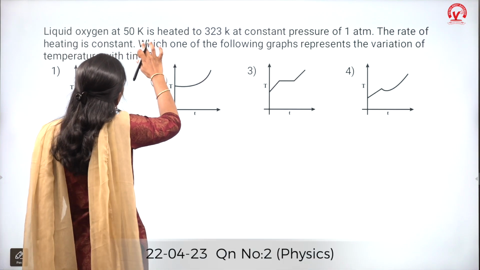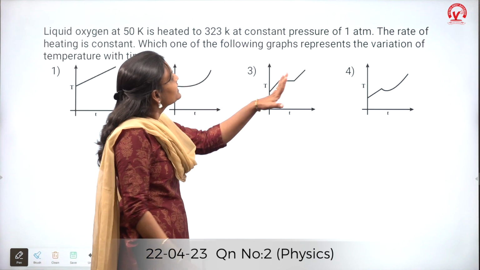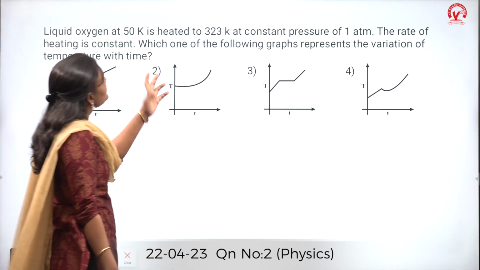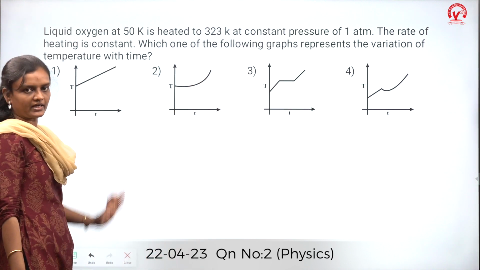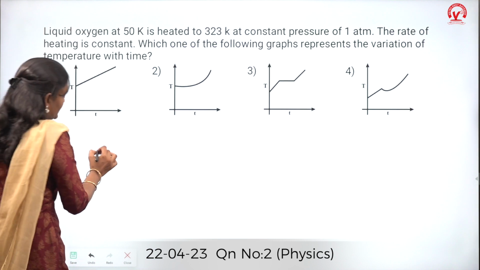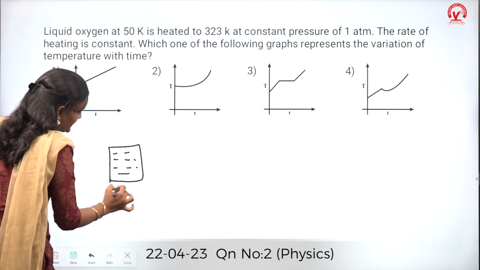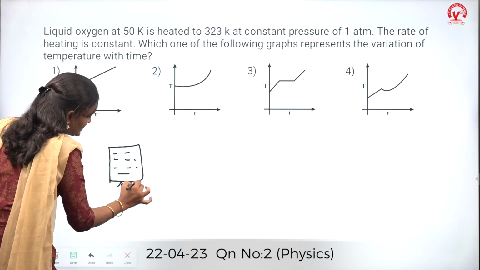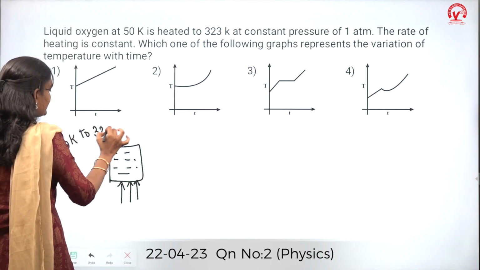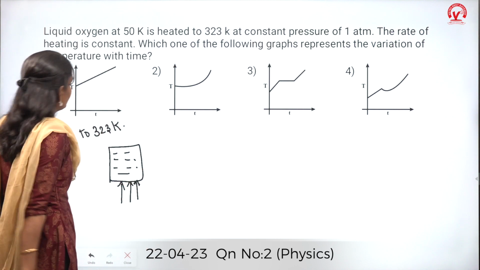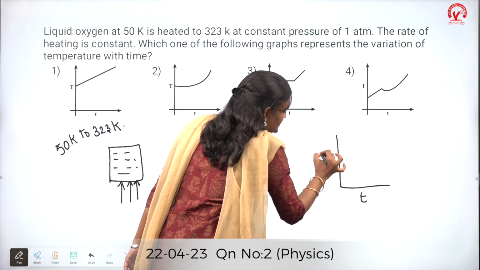Liquid oxygen at 50 Kelvin is heated to 323 Kelvin at constant atmospheric pressure. The rate of heating is constant here. From the following graphs, which represents the variation of temperature with time? Now, this is a vessel which contains liquid oxygen. I am going to heat the liquid oxygen from 50 Kelvin to 323 Kelvin, and we want to plot a graph between time versus temperature.